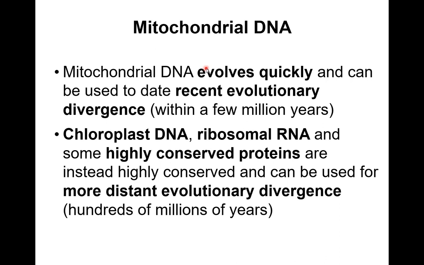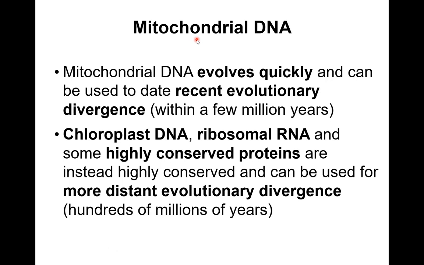Now, when it comes to mitochondrial DNA, it's very commonly used, and it's one of the types of DNA that evolves fairly quickly. It's non-essential and doesn't code for that many genes, and therefore it tends to mutate faster compared to, for example, chloroplast DNA, which instead codes for more genes that are essential for photosynthesis. Because of this faster evolution, it can also be used to study recent evolutionary divergence.